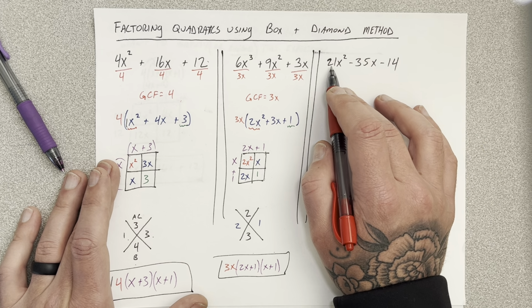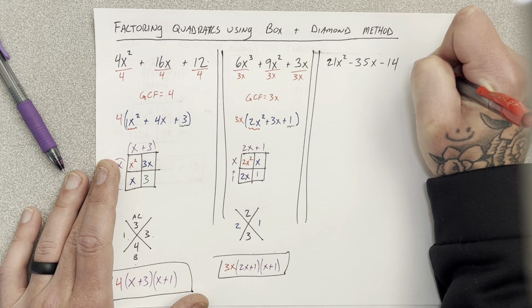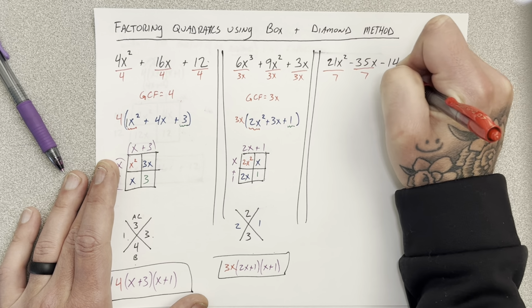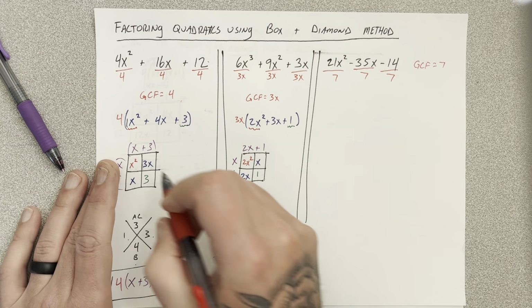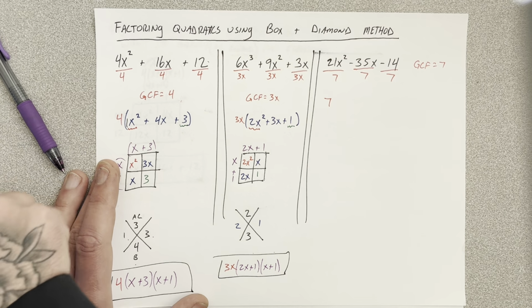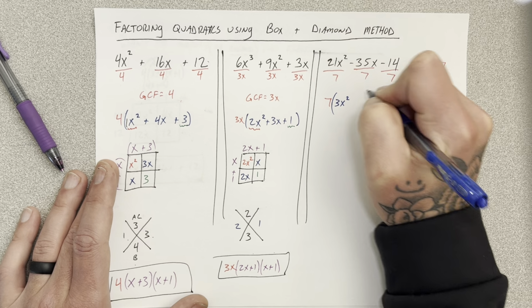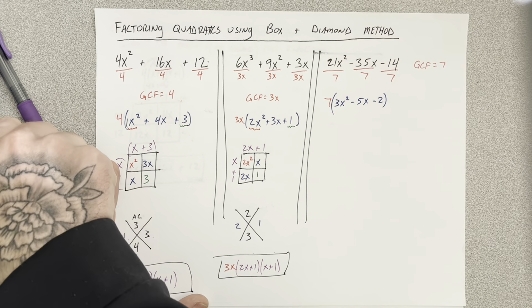So if I could make these numbers smaller, it would make my life a whole lot easier. I'm noticing that 7 goes into 21, 35, and 14. So our GCF here is 7. Let's divide everything by 7. Take special note of the negatives going on here. That's different in this one versus all the other ones. So we have a 7 out here, and then we divide everything. This turns into a 3x squared minus a 5x minus 2, like so.